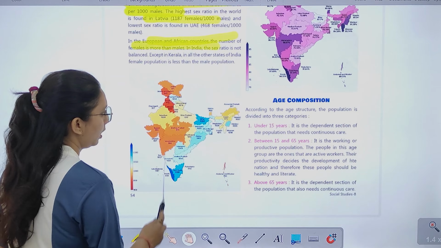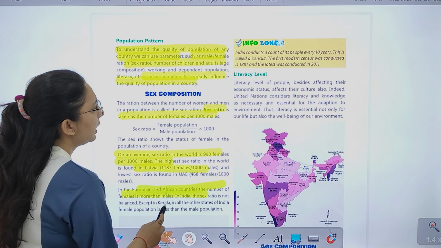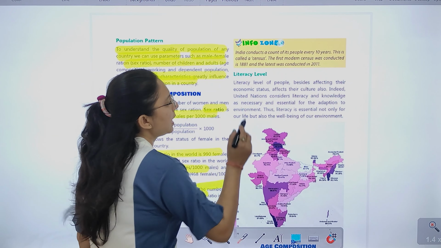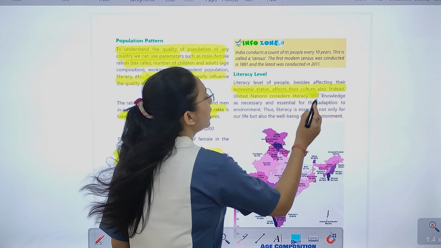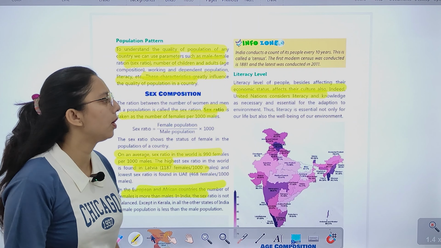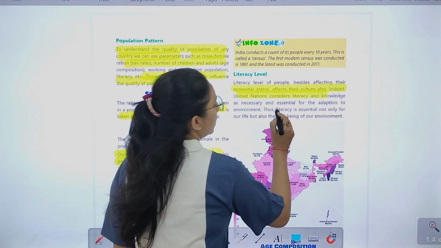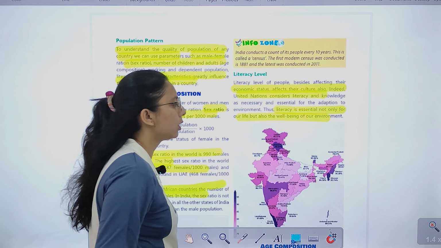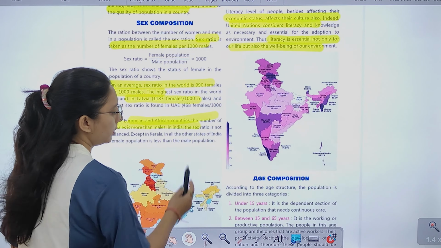Let's talk about the literacy level. Besides affecting economic status, it also affects culture. The United Nations considered literacy and knowledge as necessary and essential. It is essential not only for life but also for the well-being of our environment.